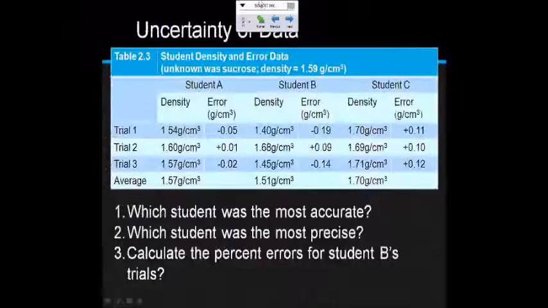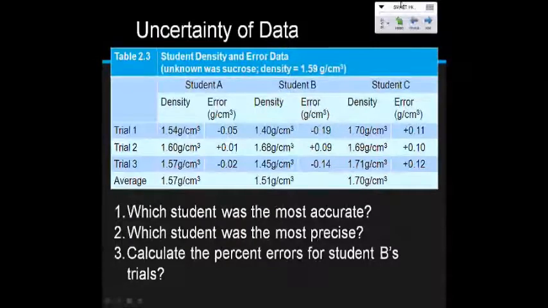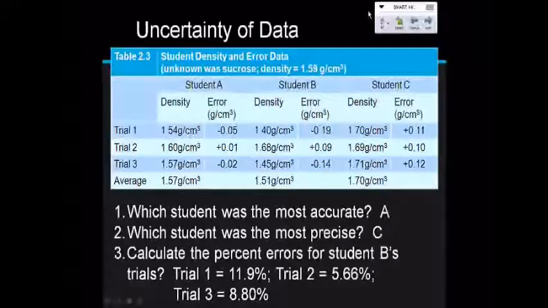Here is a data table from student A, B, and C when they were doing a science lab. I would like you to answer these 3 questions, so pause the video, answer them on your paper, and then resume the video once you're ready for the answers. All right, check your answers, and then let me know if you have any questions. Make sure you write them down. And let's go ahead and finish up with a summary today.